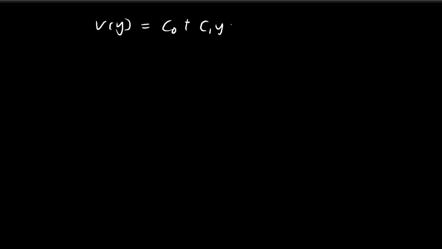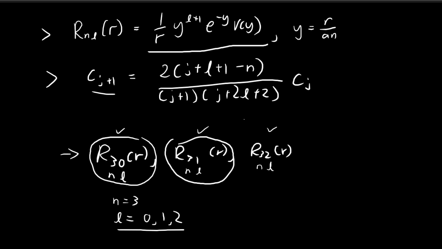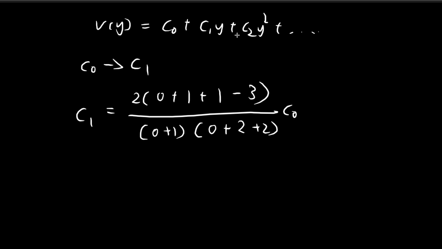So once again, remind ourselves that v of y takes on this general form, and then starting with some arbitrary value c0, we're going to derive c1. So c1 as given by the recursion formula. In this case, it's equal to 2 times j equal to 0, plus l, in this case l is equal to 1, and then plus 1, and then minus n, which is equal to 3. And in the denominator we have j plus 1, so 0 plus 1, and then we have j, so 0 plus 2l, this time l is equal to 1, so plus 2, and then we have also a plus 2, so plus 2l plus 2.